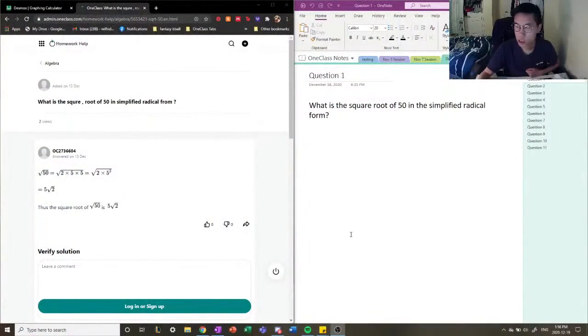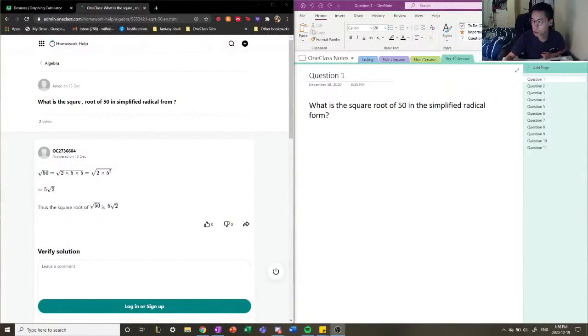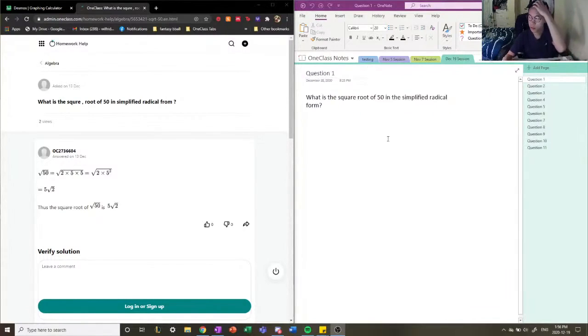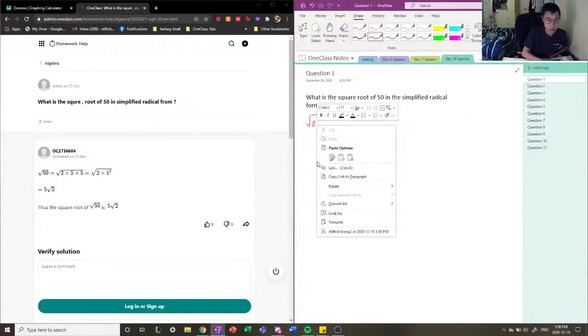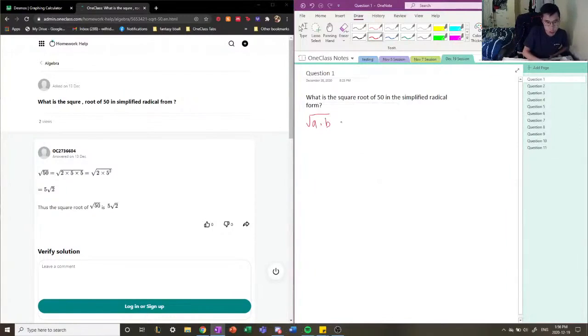So the first question reads, what is the square root of 50 in the simplified radical form? Before we even begin to tackle this question, there are a few properties of the square root function that we can use to help find the simplified radical form. The first property that we're going to use is this: if we have the square root of a times b, we can write this as the product of the square root of a times the square root of b.